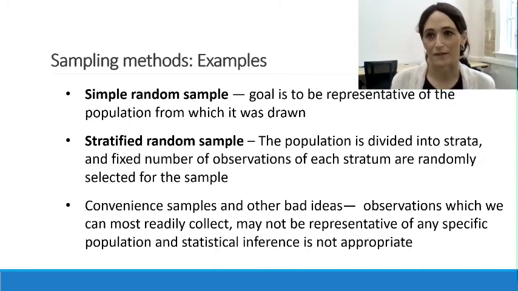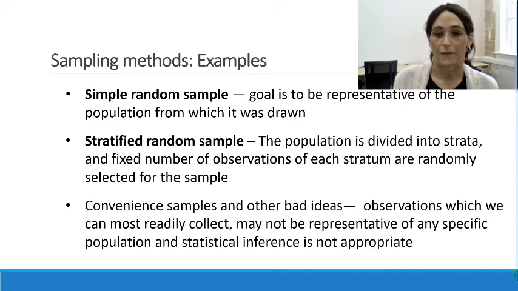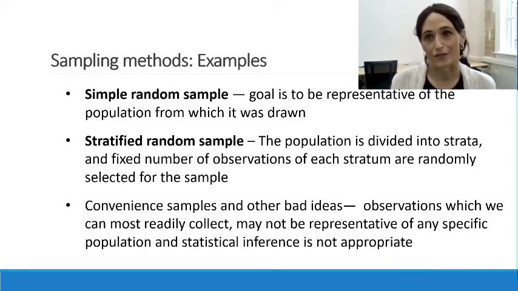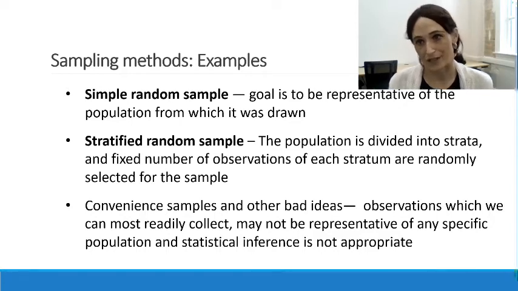This is just grabbing, not randomly, but just the most convenient people to participate in a study. The ones that are most easily collected, and it may end up not being representative of any specific population, and it makes statistical inference impossible. Our statistics don't even allow for the fact that we're not randomly sampling from the population. All we can really say is what we observed among the people that we talked to.